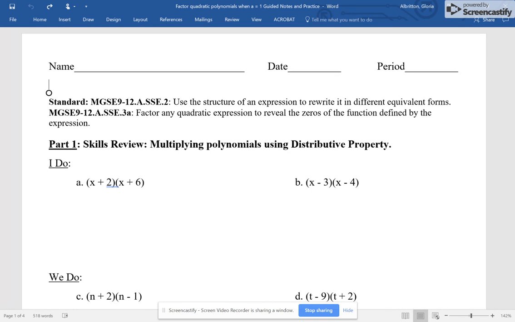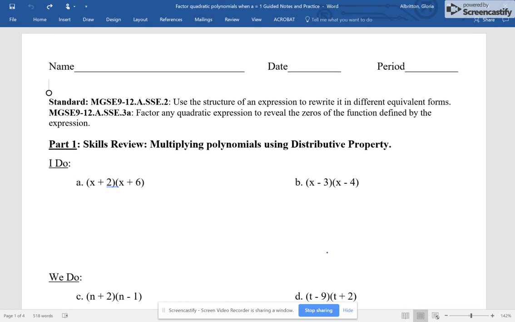In part 1, let's review multiplying binomials using the distributive property. I'm going to do the I do sections, and then I'll also go through the we do section. And then you should have worked on the you do section. If you haven't, go ahead and work on that. For part A, I'm going to multiply x plus 2 times x plus 6. Using the distributive property, I'm going to go ahead and draw my arrows.